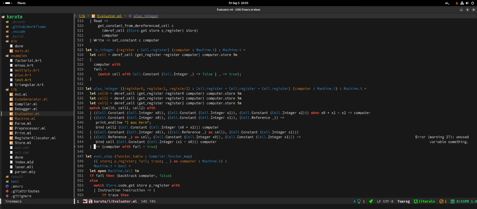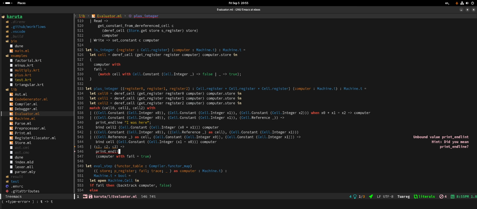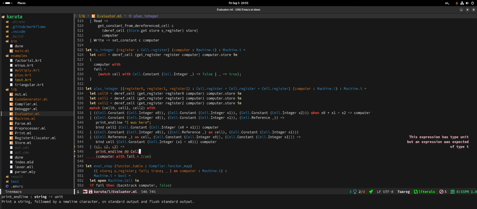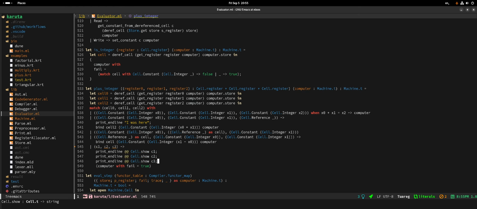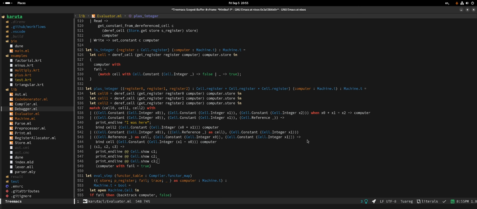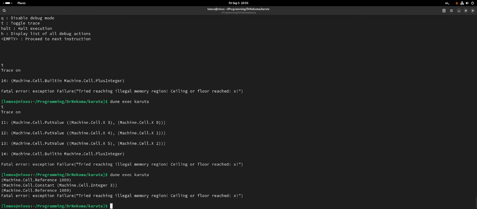Okay, that's actually annoying. But okay. Inline. Cell show C1, 2, and 3. And I actually want to remove the debug. Yeah, let's just call plus in here. What? Man, we have 2 references. Yeah, there's something wrong happening there.